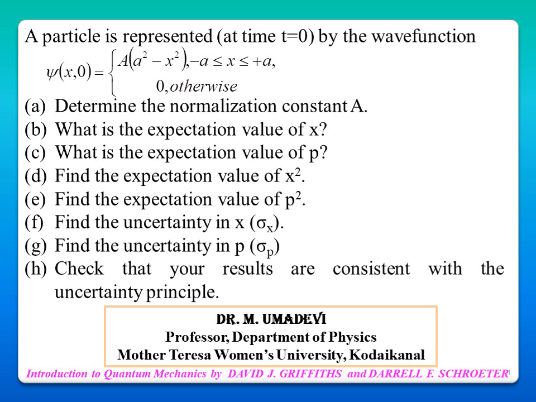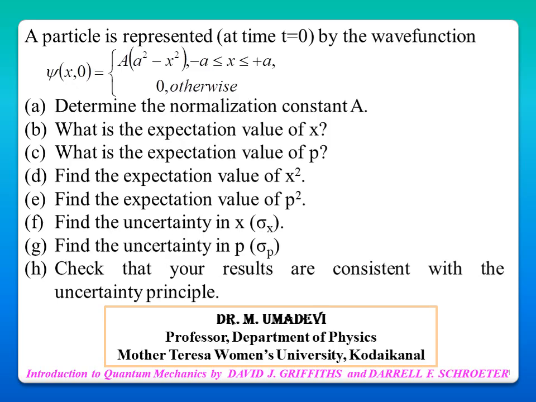Now we'll see a problem in quantum mechanics. I have taken this problem from Introduction to Quantum Mechanics by Griffiths and Schroeter. The problem is: a particle is represented by the wave function psi of x comma 0 is equal to a squared minus x squared, where x lies between minus a to plus a and 0 otherwise.